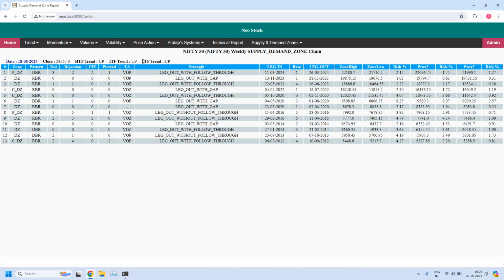Always focus on the trend also. This is the weekly trend. And focus on any pierced zones. Pierced zones, just ignore them. They are not valid. So this is the one column. And this is the column you need to focus on because you can identify any high liquidity zones from the list.